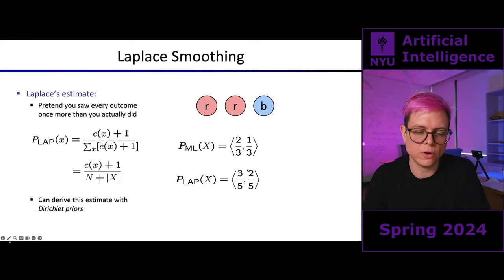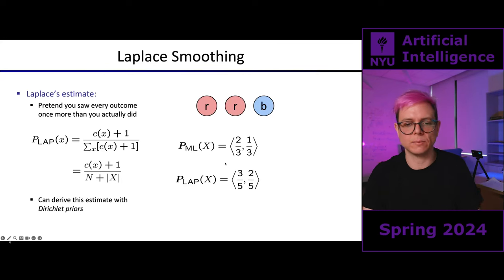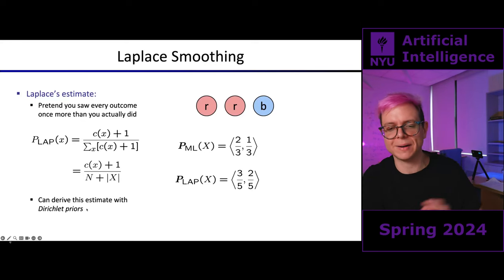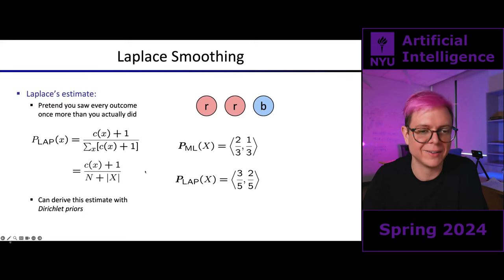Okay. And so in this case, basically, we gave one more count for each possible candy, and then we sum two more candies because we have two more classes. We can also possibly derive this using fancy Dirichlet priors over the parameters, but okay, let's not get there. Maybe next course, next semester.